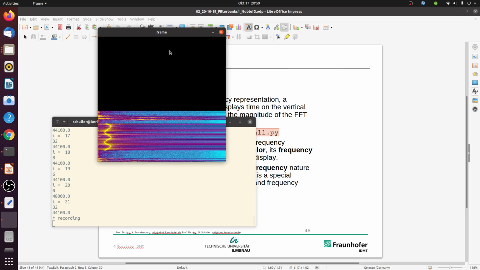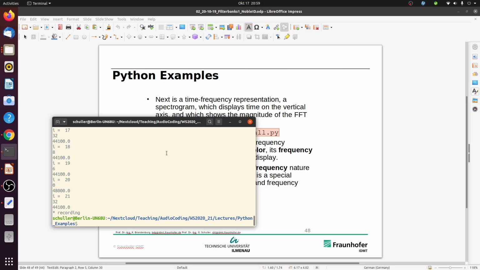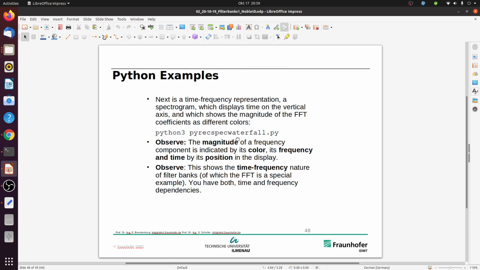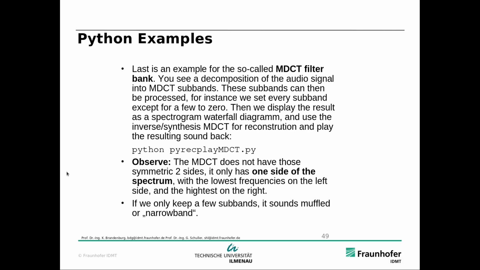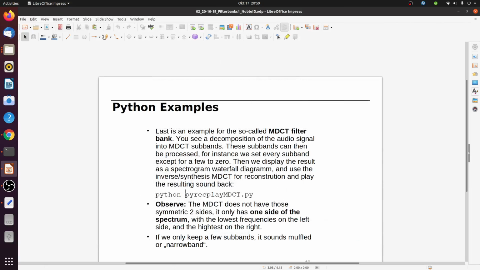Yeah, so this is basically doing the same thing. Did I do the right thing here? No, I did the wrong thing. I need to go to the next one. F5, here, PyRac Play MDCT. Copy. And again, this needs to be Python 3, because Python 3 is the most up-to-date version.